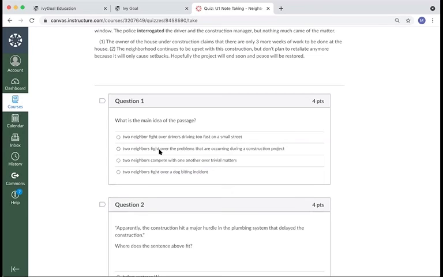All right, Alina, what is the main idea of this passage? Can you help me pick out the answer for this?